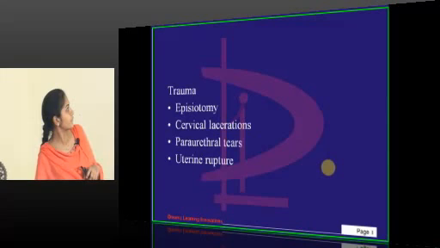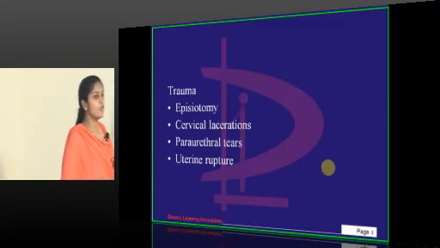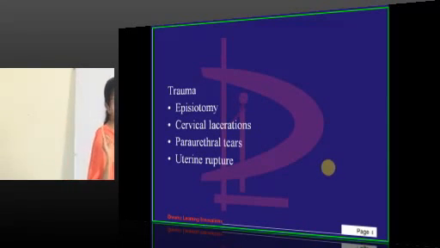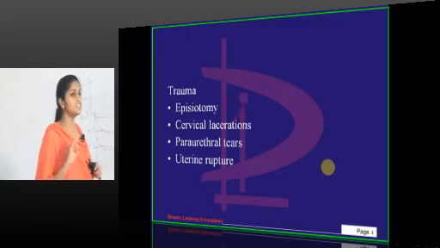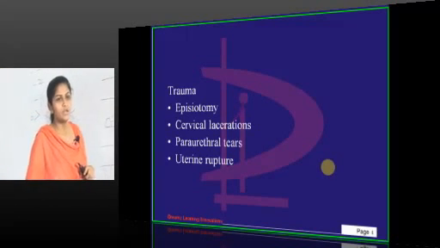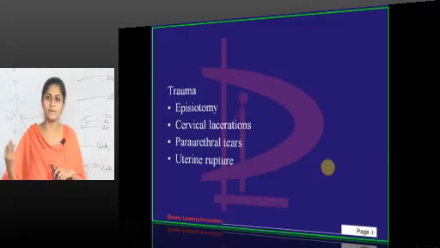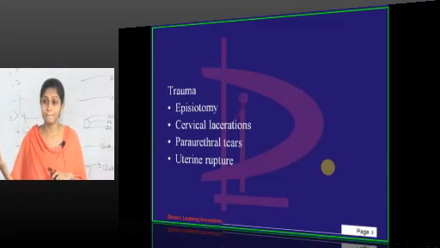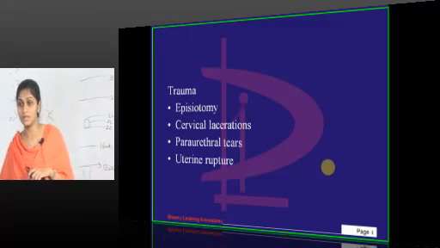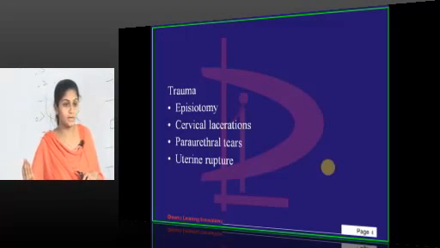Okay. Coming to trauma. So one is atony, second is trauma. Now we discuss trauma. What are all the traumatic conditions where there can be excess bleeding? So episiotomy. First of all, what is episiotomy? When do we give episiotomy? When do you give episiotomy?